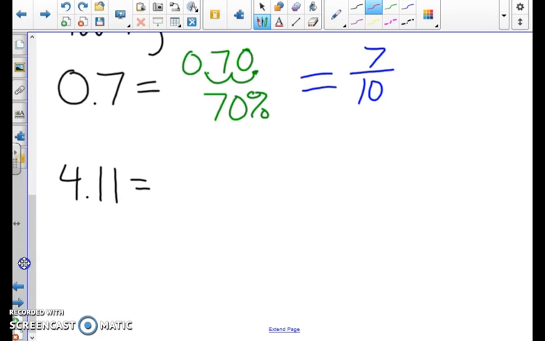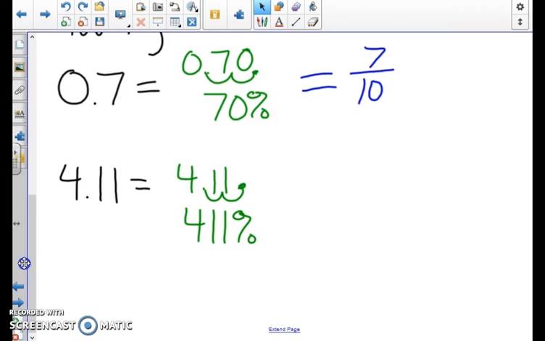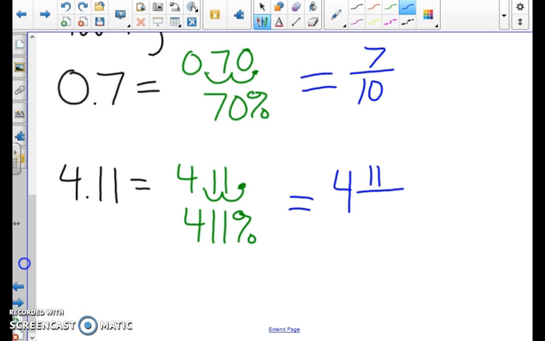All right, for 4.11, okay? So I'm going to go ahead and turn that into a percent first, which means I just double dip, 1, 2. I don't have to add any zeros or anything because everything's good to go. There's no empty spots. So that's 411%. For a fraction, I write it like I say it. So 4 and 11, this is tenths, hundredths. 4 and 11/100ths.